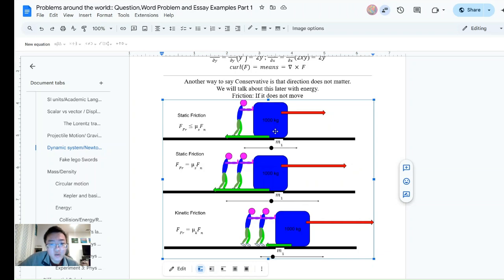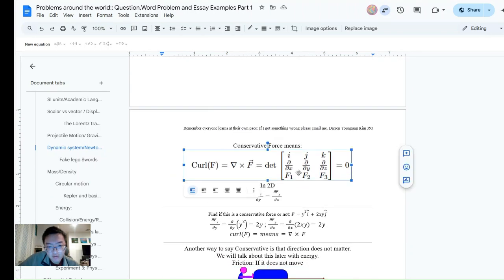Anyway, so we're finally doing fiction again. I finally said what a conservative force is, even though we actually did talk about it a little bit in the math section.